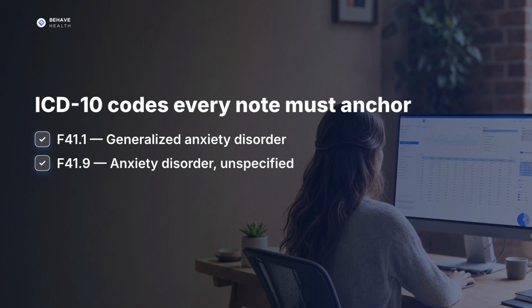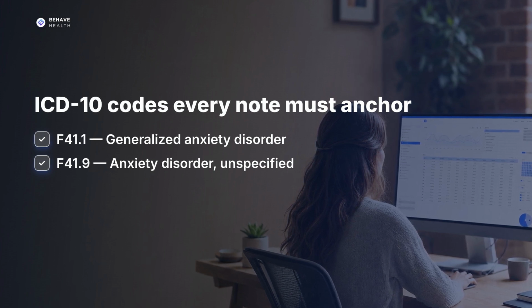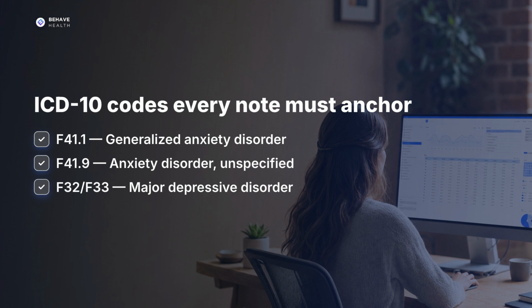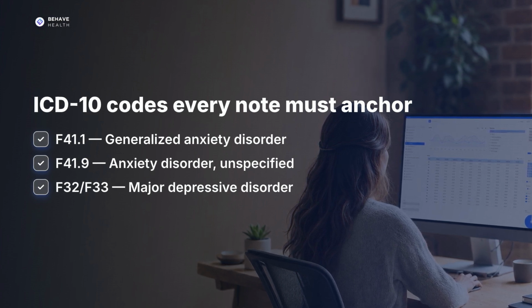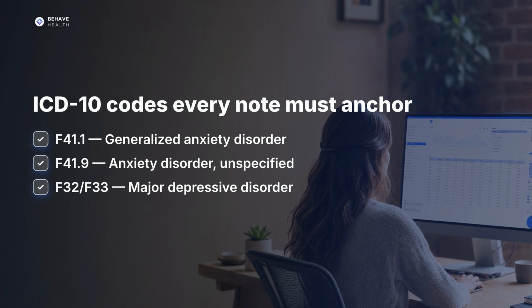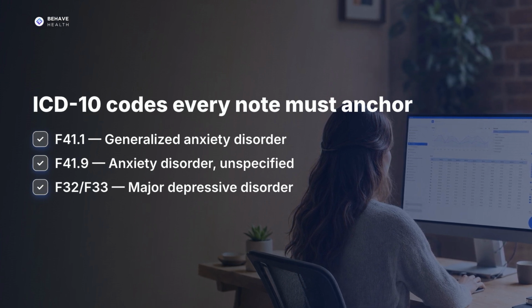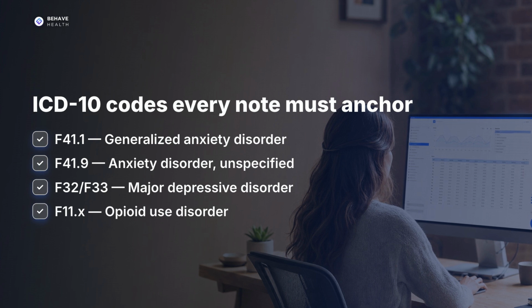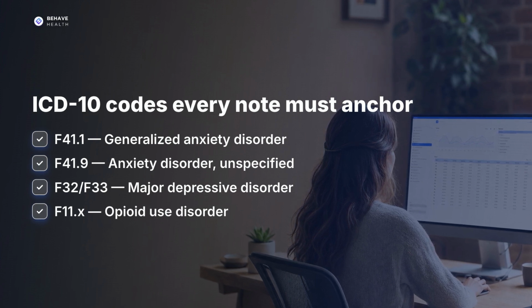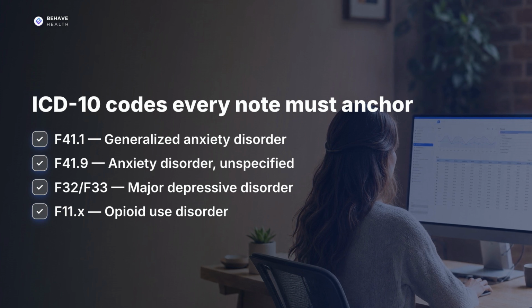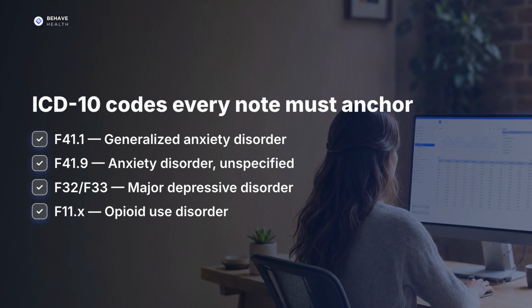F32 and F33 cover single episode and recurrent major depression. Avoid overusing .9 unspecified codes. Payer audits flag them as markers of inadequate diagnostic rigor. For F11.20, uncomplicated opioid dependence, the note must reflect the current state, active use, early remission, or sustained remission, because that status drives level of care authorization.